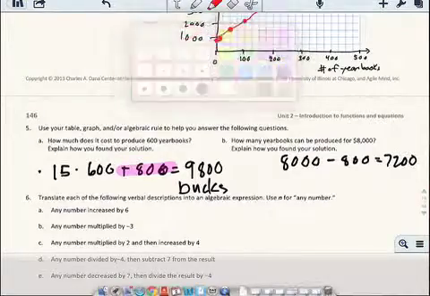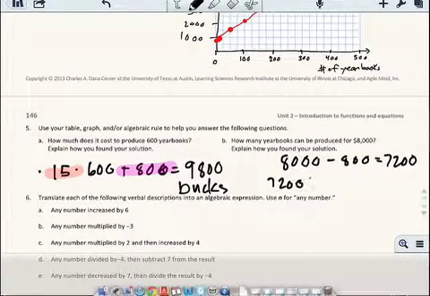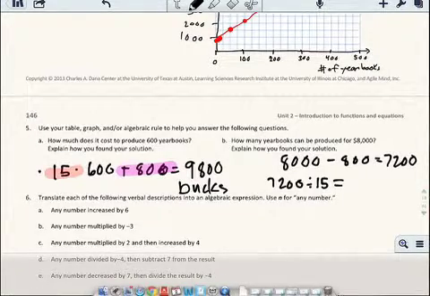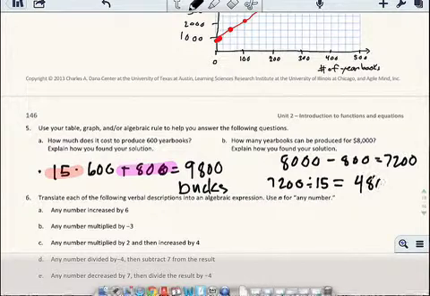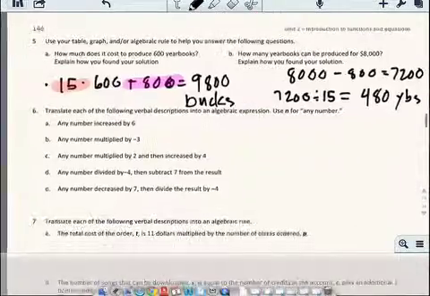Now I'm going to work backwards and undo times 15 by taking 7,200 divided by 15, which I'm going to have to do by dividing. That's one I can't do in my head. So I'm going to divide that. I get 480 yearbooks. Cool. All right, so we used our rule to answer a couple of questions.